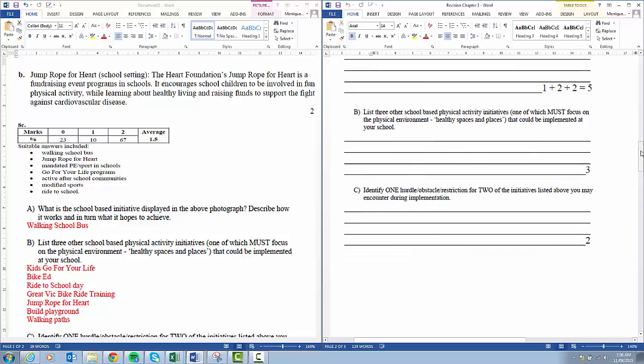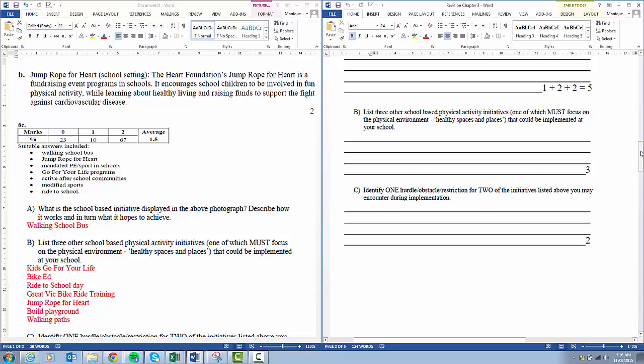And then this one just leads on: identify 1 hurdle, obstacle or restriction for 2 of the initiatives that you've encountered. So that's easy with bike education or bike ed. Access to bikes might be an issue. Skill level might be an issue. So if you just think about those and link those in with accessibility to equipment, or accessibility in some particular form, then that should be fine as well.